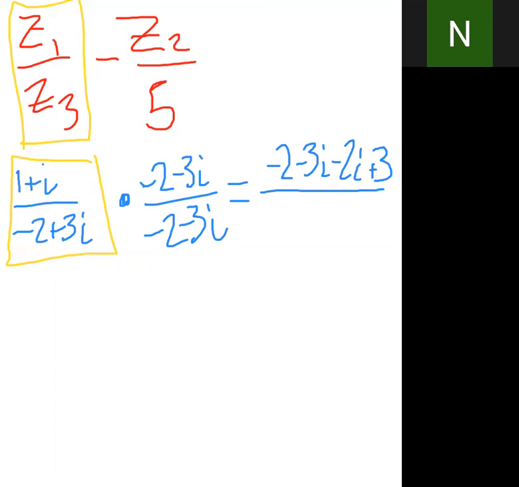And then on the bottom, I'm going to jump ahead. I'm just going to make sure I know that it's C squared plus D squared. So that would be 4, which is -2 squared. And then D squared is the 3 squared, so plus 9. Okay, so I know that that simplifies to be 1 minus 5i divided by 13.